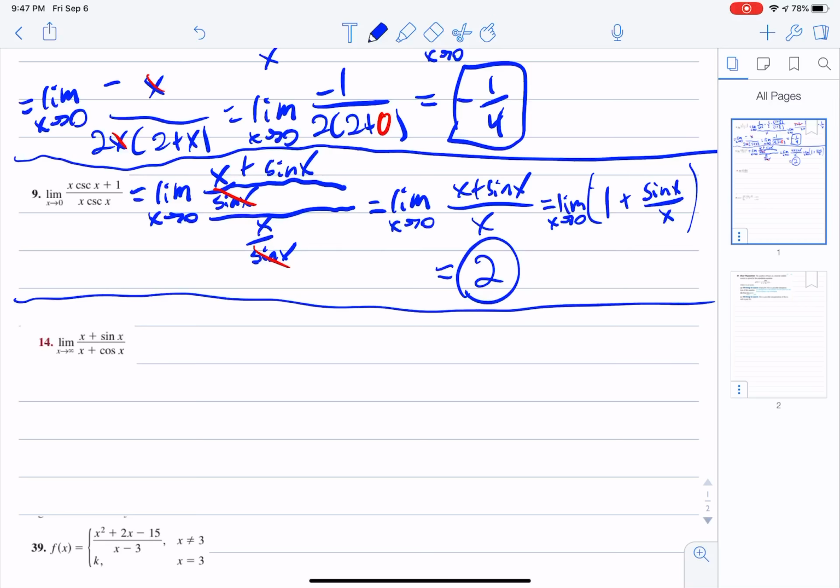Okay, another question here. Not much work to write on this question, but it's the limit as x goes to infinity of x plus sine x over x plus cosine x. And we know that sine x and cosine x just oscillate between negative 1 and 1 and never get any bigger than that. And as x on the top goes to infinity, that'll go to infinity, and as x on the bottom goes to infinity, that'll also go to infinity.